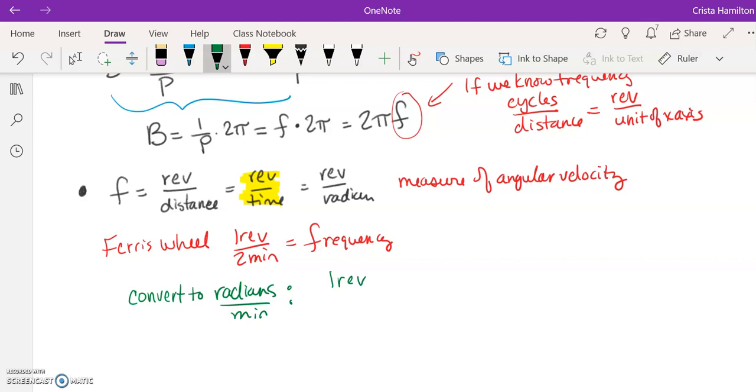So remember to convert from revolutions to radians. We would start with our 1 revolution every 2 minutes. We would multiply by 2 pi radians in the top and 1 revolution in the bottom, so 2 pi divided by 2, or pi radians per minute. So this is my angular velocity, specifically in the units of radians.